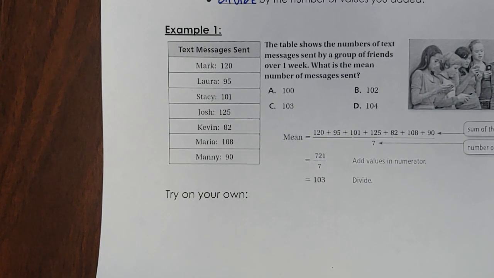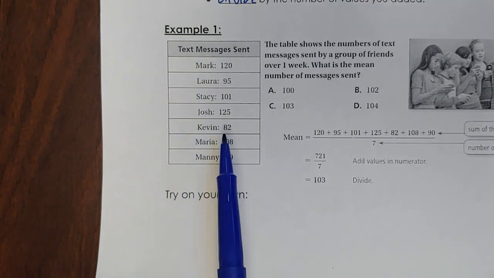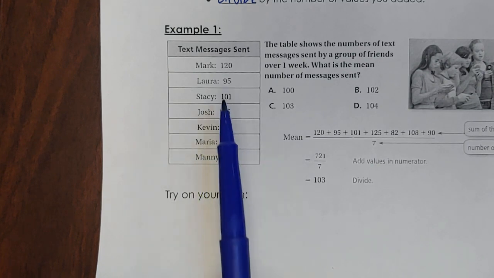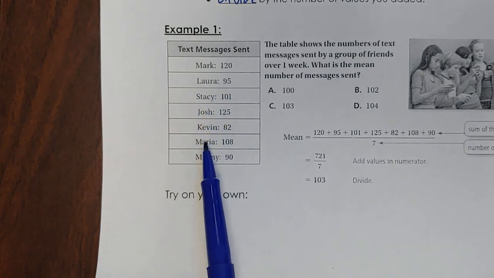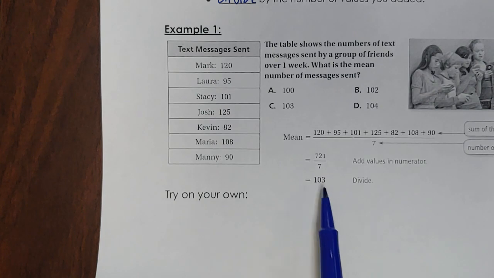So if we add all these numbers up together, it's going to equal 721. And then how many friends did we have here? How many friends are there? 1, 2, 3, 4, 5, 6, 7. So we divide 721 divided by 7 and we get 103. So what's the average amount of text that got sent out? 103. Okay, the mean is 103.